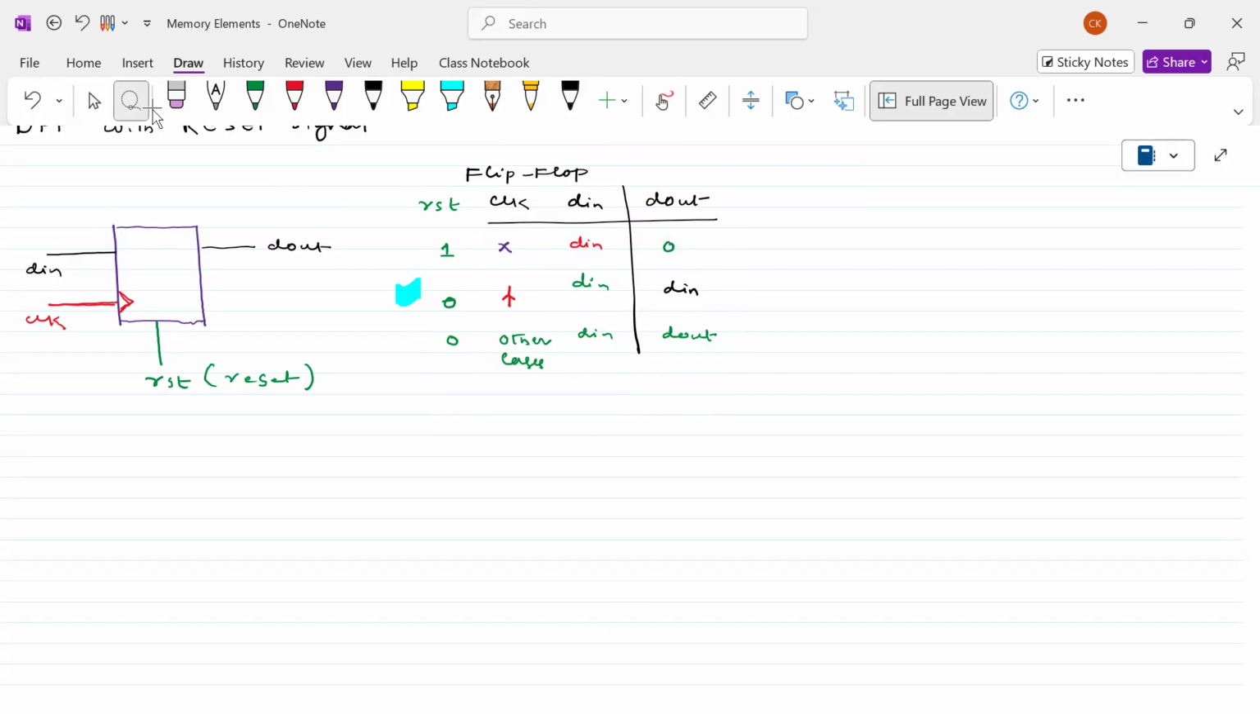If the RST is 1, what will happen? The output is 0. If RST is not there, then think about the clock. If the clock is positive, transparency occurs. In other cases, the previous value will be there. If this point is clear, that means out of this clock signal and reset signal, which one has the topmost priority? RST having the highest priority or clock having the highest priority? RST has the highest priority, because unless otherwise the RST is high means don't bother about other signals.